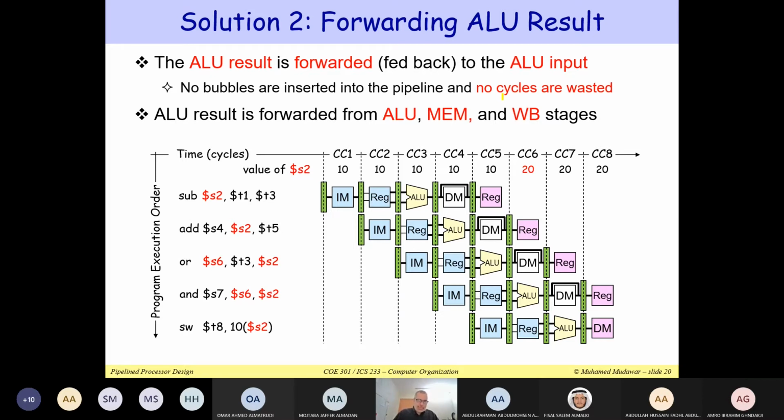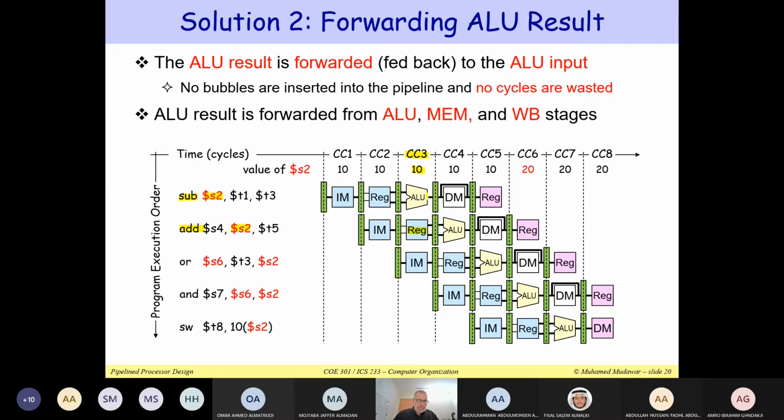And the idea is like this. Again, I have the same program here. So this is the subtract, which is going to calculate S2. And this is the add, which is going to read S2. So now notice that the subtract is going during clock cycle number 3. Now the value in the register file is still 10. So if you read S2 from the register file, for example, this add, if it wants to read the value of S2 from the register file, it's going to read the value 10.